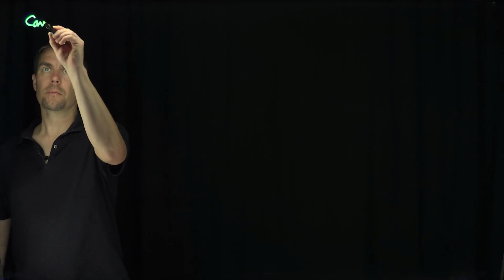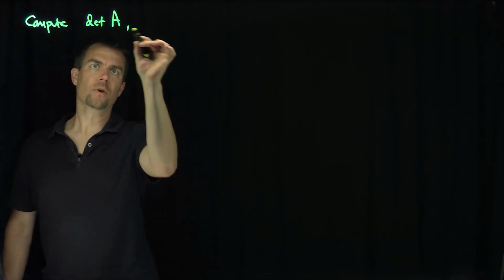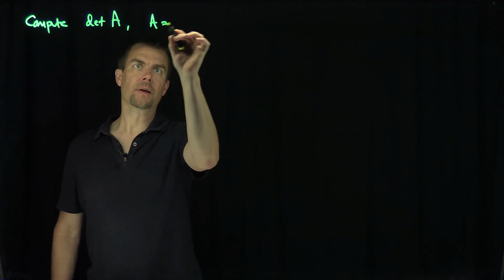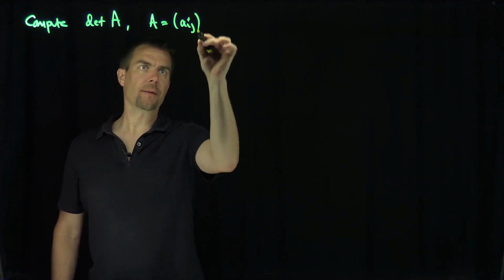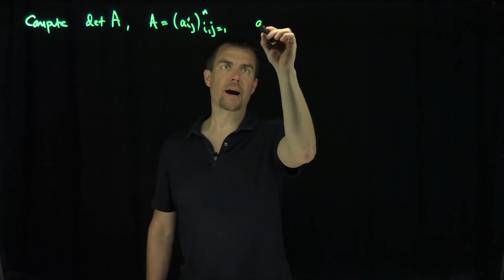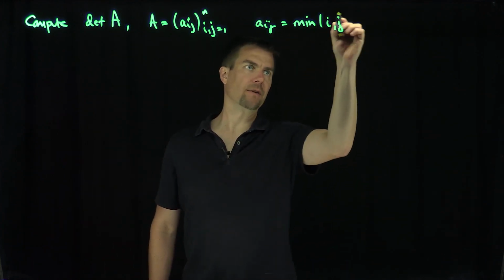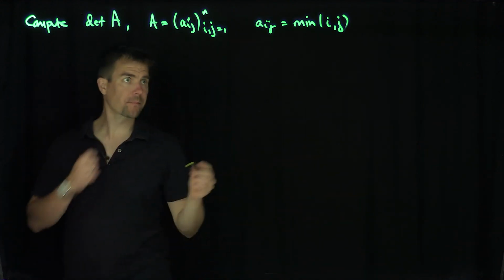Hello students, in this video we'll compute the determinant whose entries are the minimum and maximum of the row and column numbers. Let's compute the determinant of A, where A is the matrix A_ij, with i and j going from 1 to n, and here A_ij is just the minimum of i and j. All right, so let's do it.